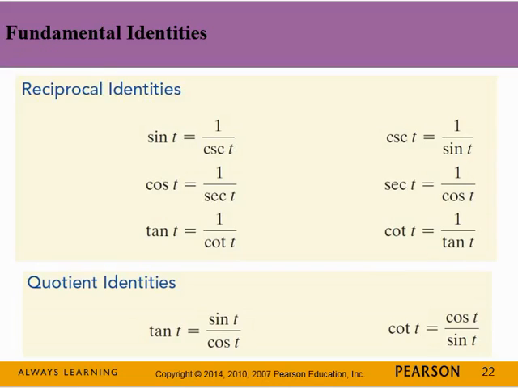Reciprocal identities. I would write these down. I have them written down on a piece of paper above my desk as well. So the reciprocal identities are sine t equals 1 over cosecant t, cosine t is 1 over secant t, etc. Your quotient identity is tangent t equals sine t divided by cosine t, cotangent t equals cosine t over sine t. Again, I would write these down. So let's use this in an example.